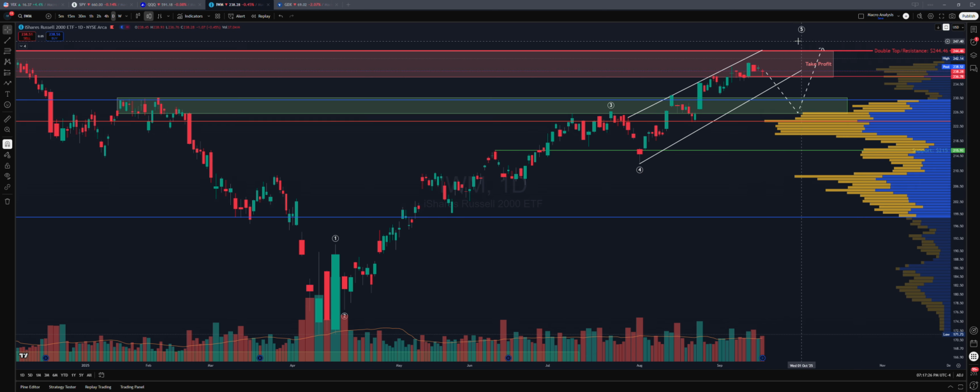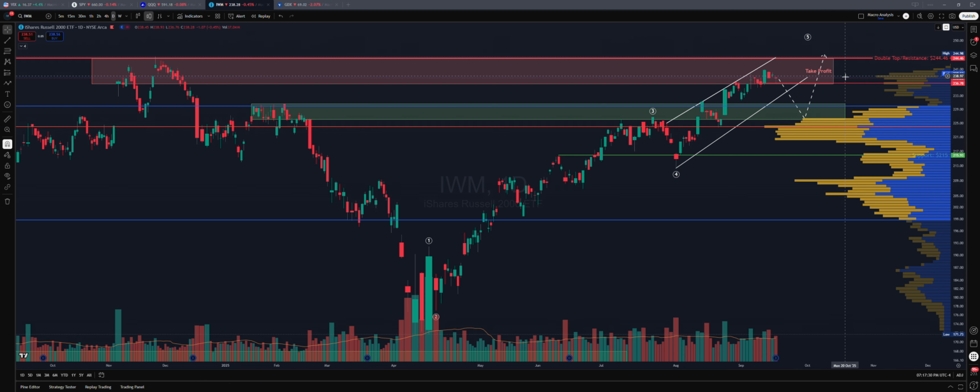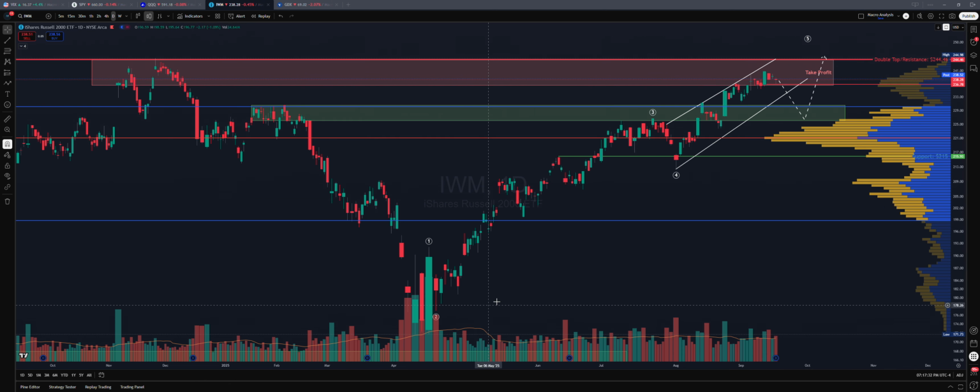I think we're in a fifth wave at the moment, where you can see more upside breakout here before you do that pullback, probably create a U-turn or so.